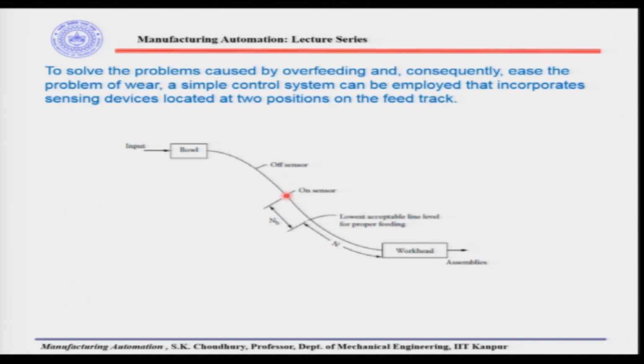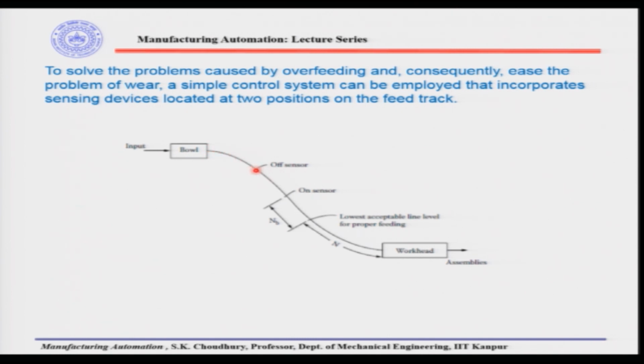One is in this position, this is called the on sensor, and another sensor is an off sensor. When the parts come from the bowl feeder to the workhead, and suppose the workhead is working, the next part has to wait to go to the workhead, and these parts can be stacked up to this position. As soon as the part level goes beyond this, there is an off sensor and it will switch off the feed track. That means from the bowl feeder the parts will not be able to come to the feed track.